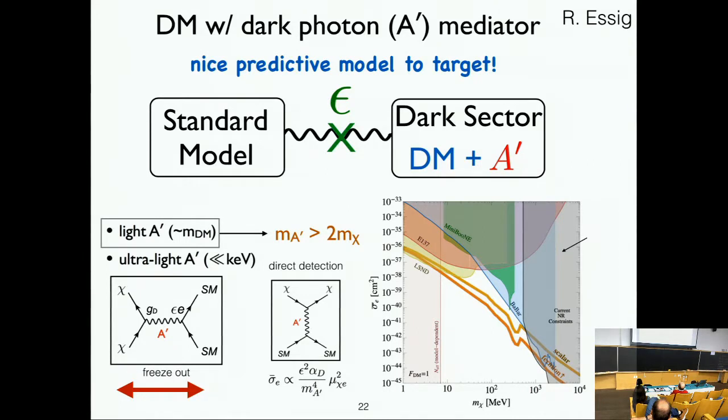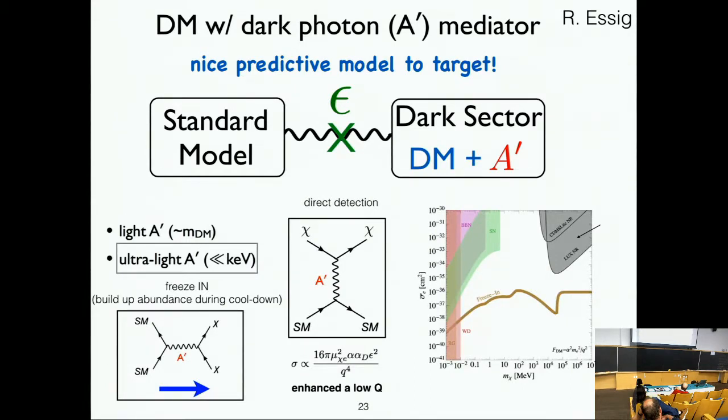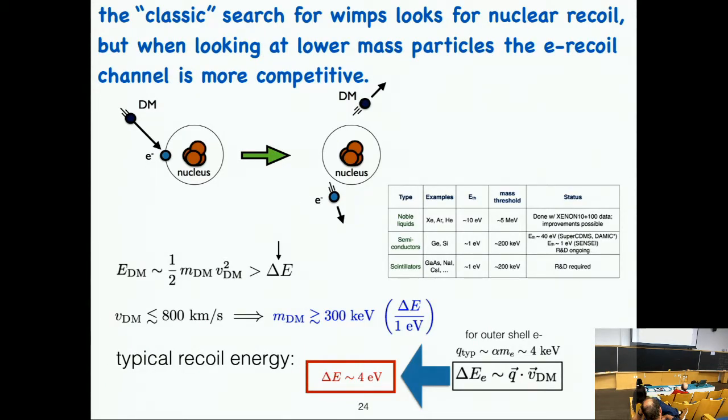But now the dark matter particle will be much smaller, right? The masses are MeV, and you will not be able to see a nuclear recoil. So I will skip this. You will concentrate now on electron recoils. So you look for electron recoil dark matter because this is the right energy scale for this process now.